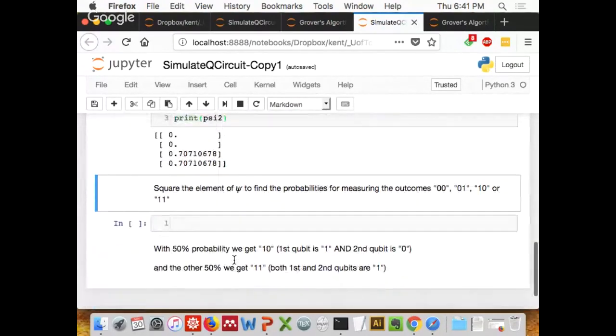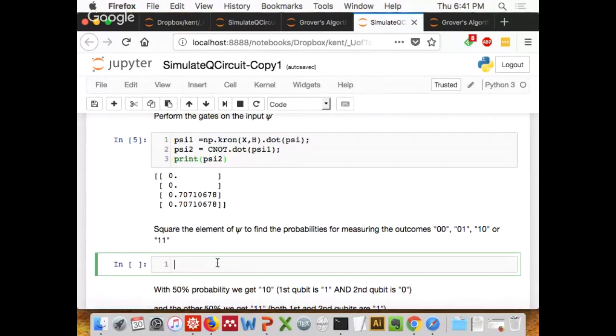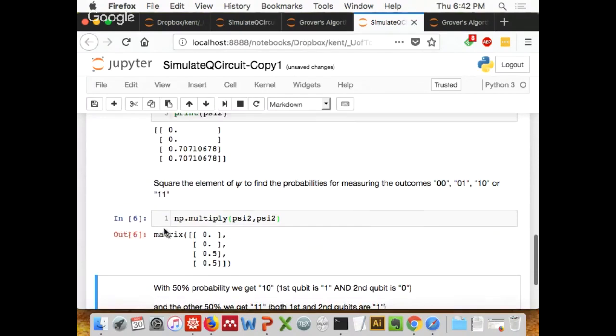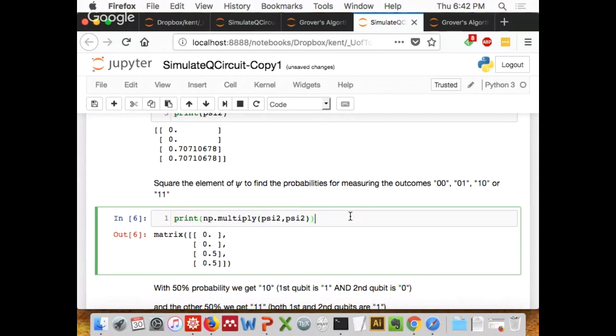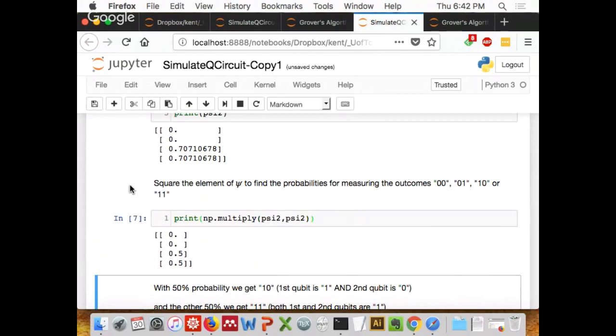Okay, and now lastly, in order to see what we're going to measure, this is just what the vector is. We want to find our probability distribution, so we have to square it. Because these are matrices, I'm just going to be safe and use the np.multiply command. We're going to multiply psi 2 with psi 2. This is doing element-wise multiplication. And so what we get out, let's just print it to make it look nicer, are the probabilities in each of the states.